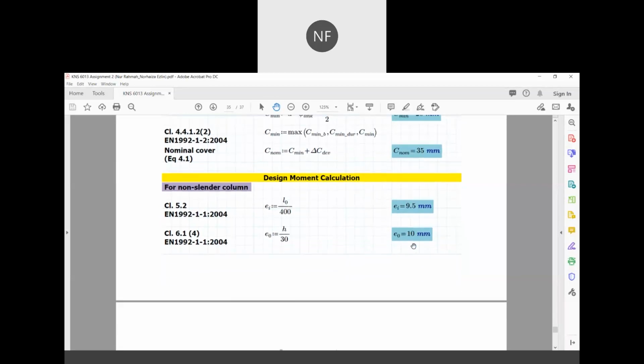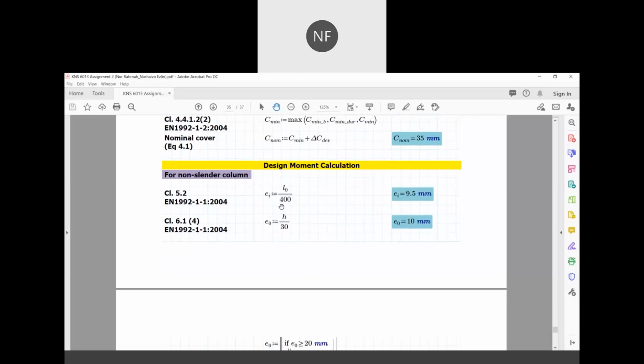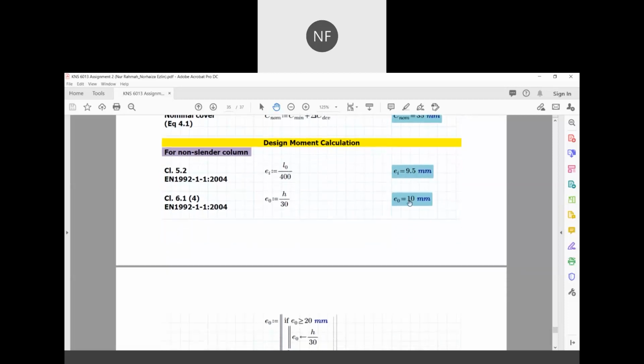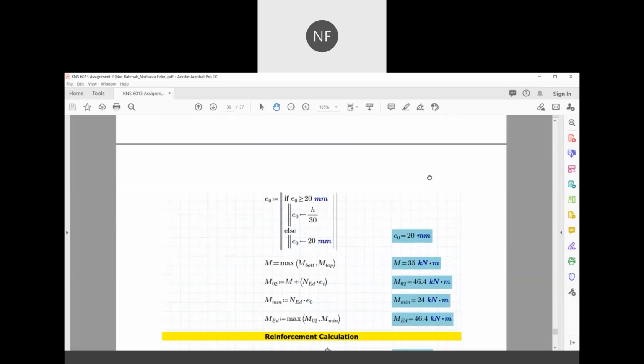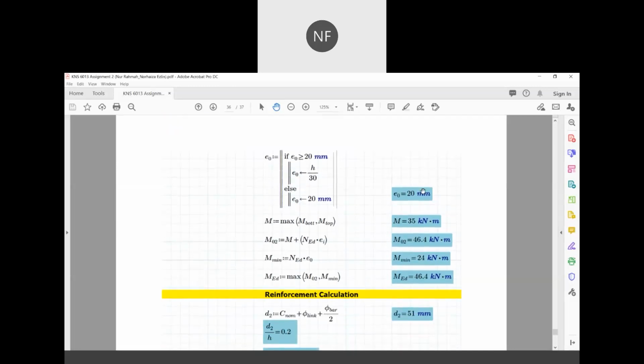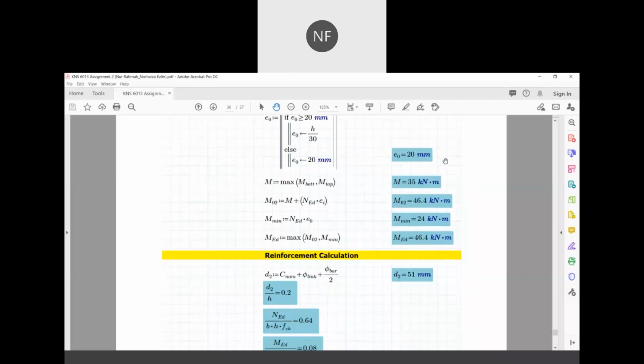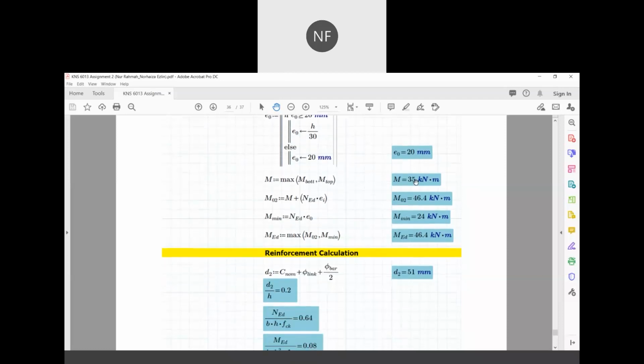And here the design moment calculation, where first we need to determine the eccentricity. So the e i is equal to L0 divided by 400 and equal to 9.5 mm, and then e naught is equal to h divided by 30 equal to 10 mm. And here's the condition: e naught is chosen based on the greater number. And here it is chosen as 20 mm since it is greater than the calculated e naught.